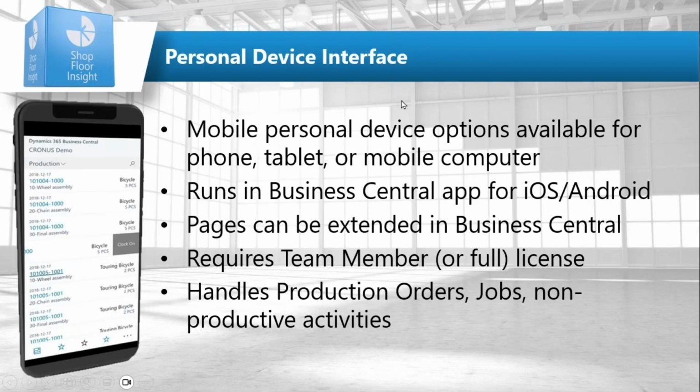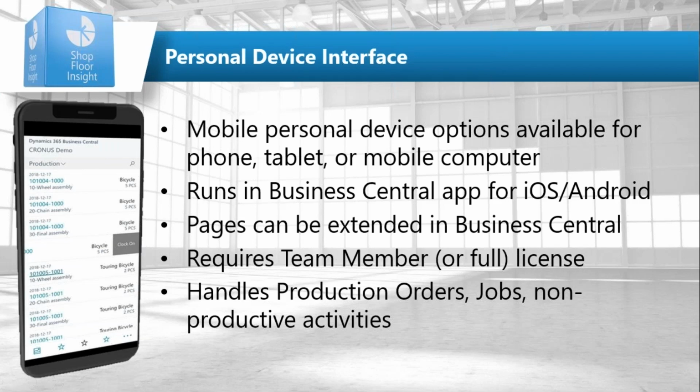The other option that you have is the personal device interface. So that allows you to, again, use a phone or a tablet where people can just swipe a production order to clock on or clock off, or a job to clock on and clock off, and they can manage this on their own personal device. Okay, so there's a few things that you can do there, and we'll jump into that a little bit as we get into the demo.